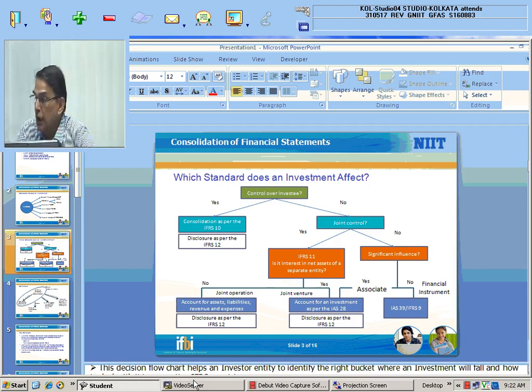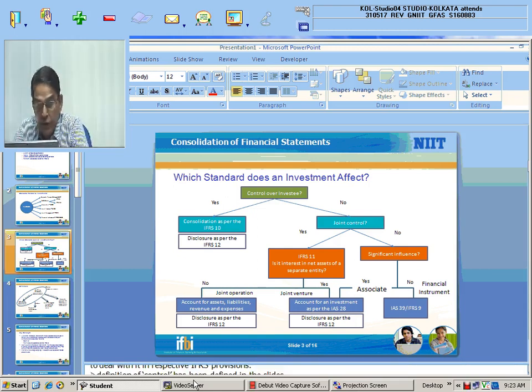So this decision flow chart helps us understand, in the case of an investment by an entity in another entity, which standard would apply. Based on the various criteria given in the flow chart, we have to recognize first of all whether the investment is in a subsidiary, an associate, a joint venture or a joint operation, and then apply the guidance available under the different accounting standards. The definition of control we will go into in more detail. The definition of significant influence will also be covered separately when we discuss IAS 28, associates and joint ventures, in a subsequent session.